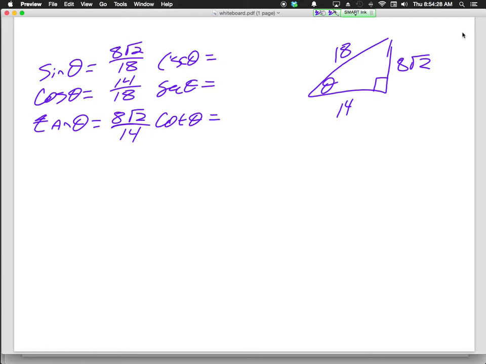So that's why it's important to find sine and cosine first, because once I have those, then I automatically have tangent. Okay, and then once I have these 3, Reagan, what do I do to get the other 3? You just flip them. I just flip them all. So I have 18 over square root of 2, I have 18 over 14, and I have 14 over square root of 2.